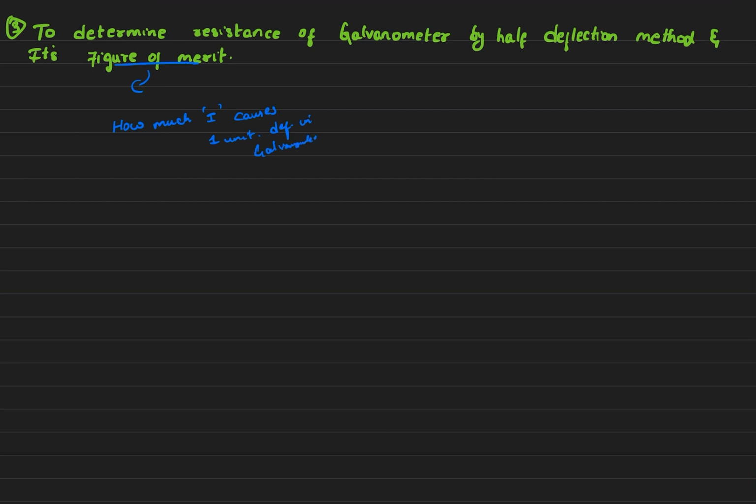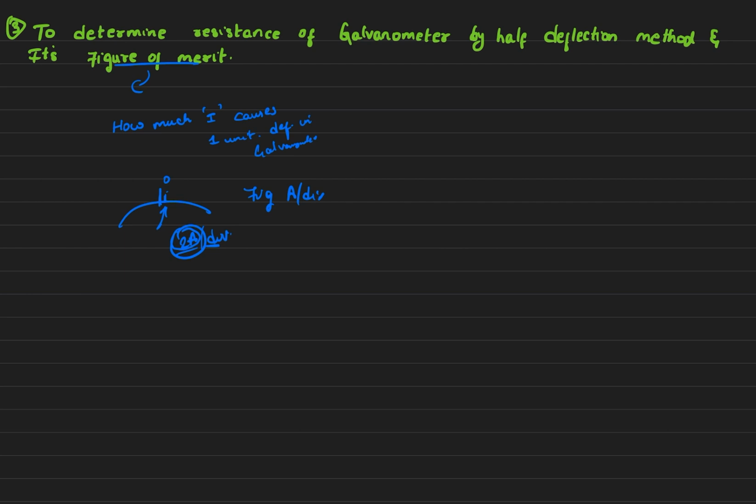What does that mean? Suppose if I pass 2 ampere current, my galvanometer needle comes from 0 to this one division. For how much current? 2 ampere current. So how much is my figure of merit? 2, because 2 ampere per division. That is the meaning. So the figure of merit unit will be ampere per division. That is the reason.